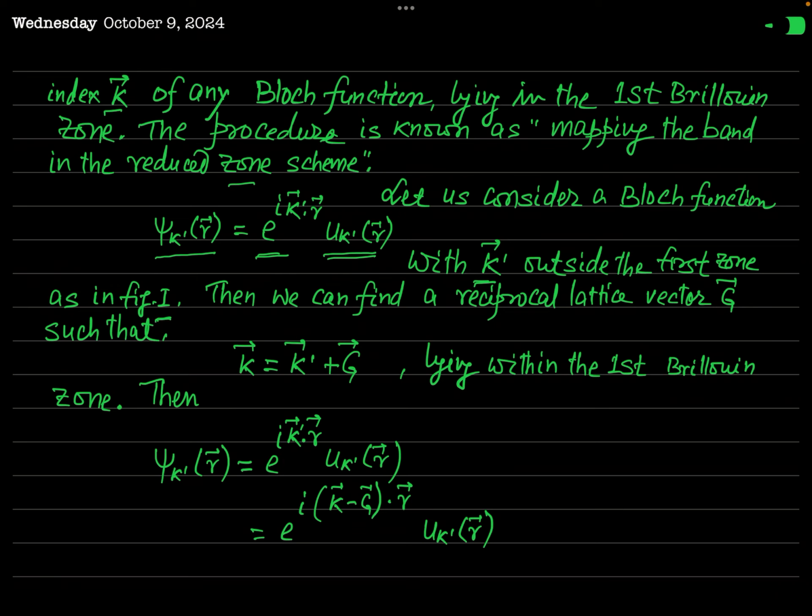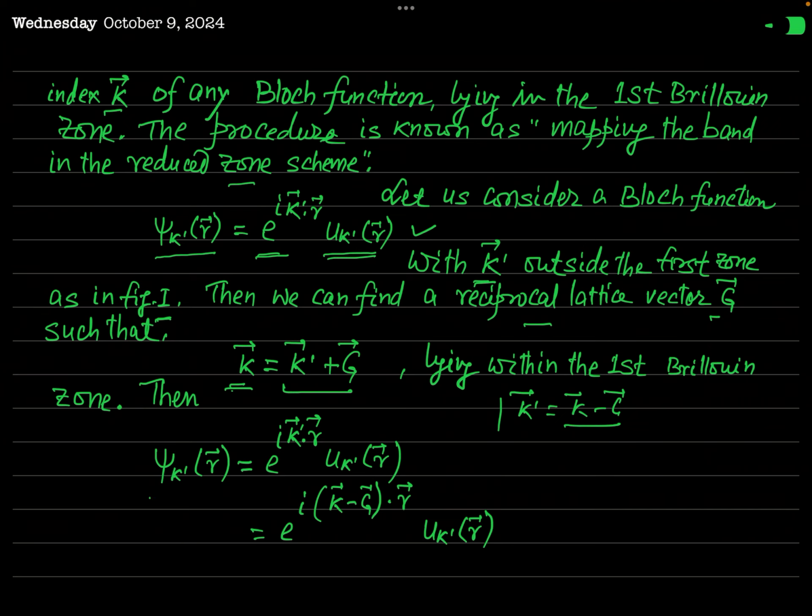Now we can find the reciprocal lattice vector g such that k is equal to k dashed plus g, but this k is lying in the first Brillouin zone. Now let us substitute the value of k dashed. You can see this k dashed vector will be equal to k minus g. So let us put k minus g in place of k dashed in the RHS of this expression.